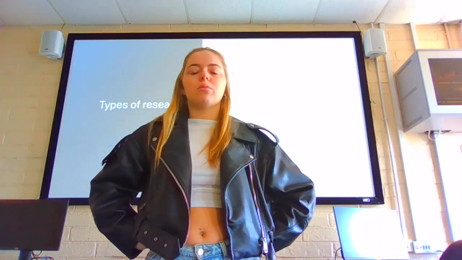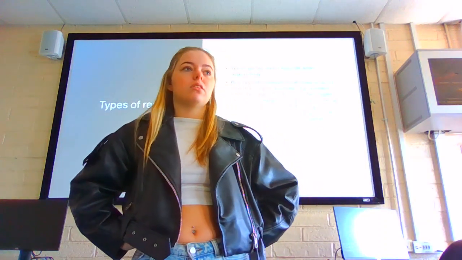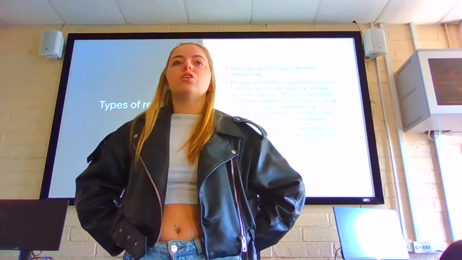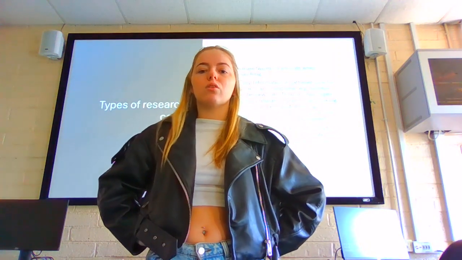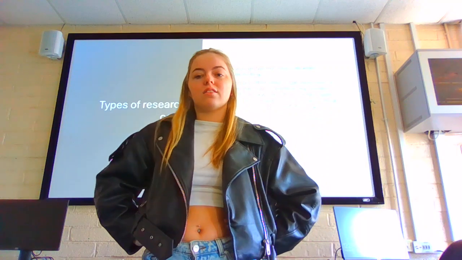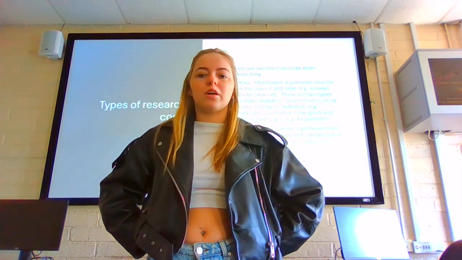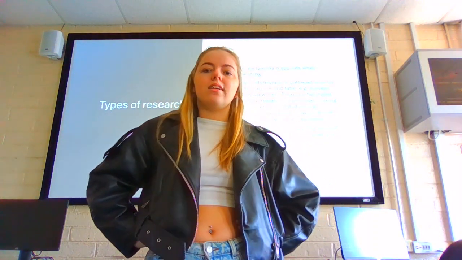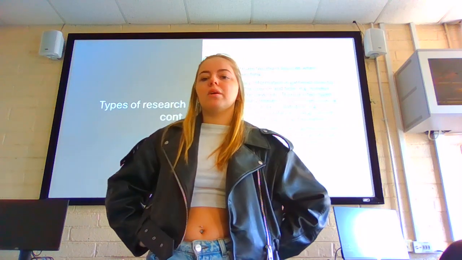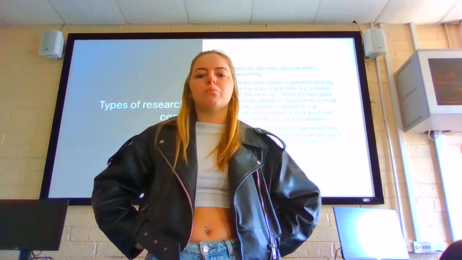More types of research. There are two main sources when researching. Primary. Information is gathered directly from the source and time. Example, surveys and interviews. There are two types of primary research. Quantitative is looking for data, numbers and statistics. That's like a survey. Or qualitative, how good and useful something is, for example, an experiment. Secondary is information gathered from things that have already been written or produced, such as books, magazines and newspapers, etc.